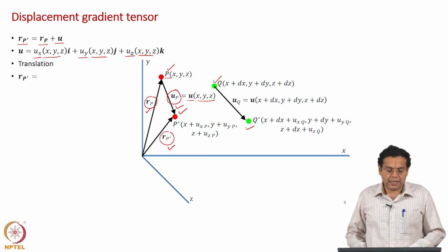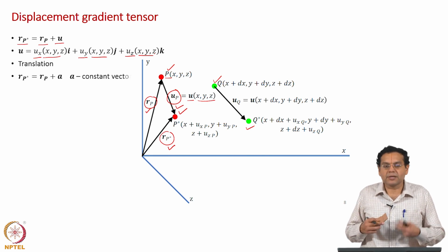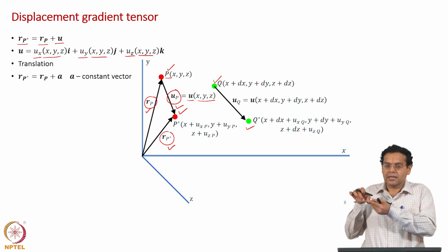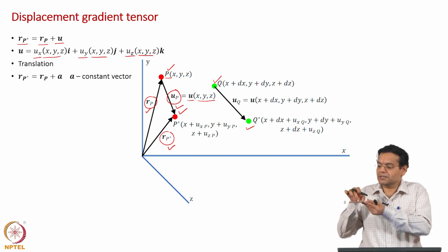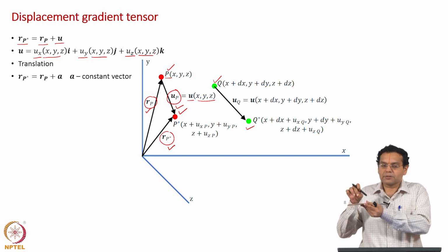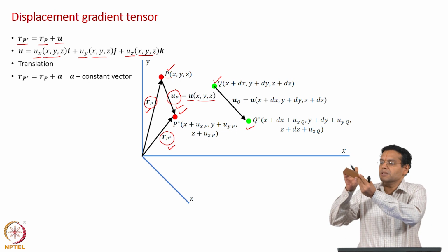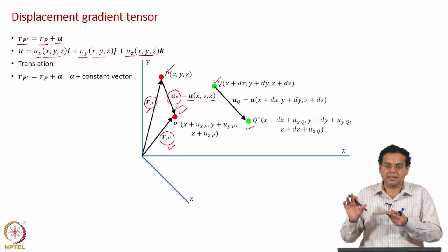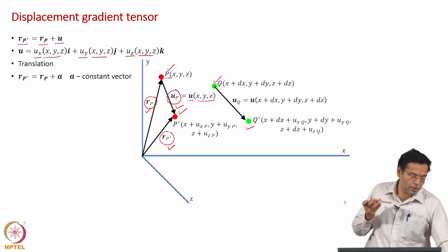R P star is equal to R P plus A, where A is a constant vector. If the plate is moving in this direction, it is a scalar, but suppose it moves in this direction, same plane, but moves at an angle, then it is a vector with 2 components. But suppose the plate moves in this direction, then it is a constant vector, but a 3 dimensional vector. All these are translations because the entire body moves.